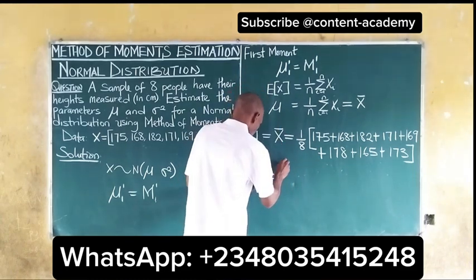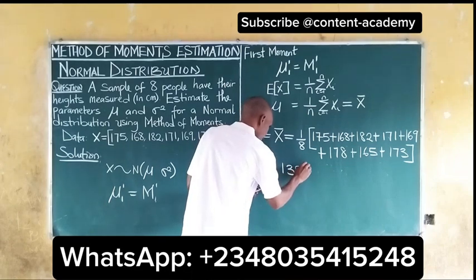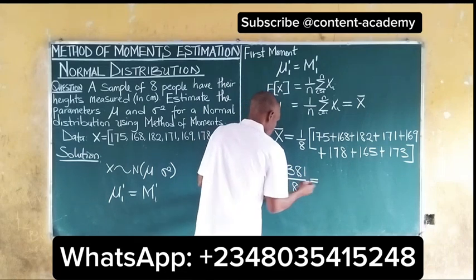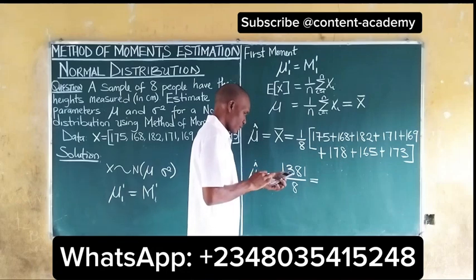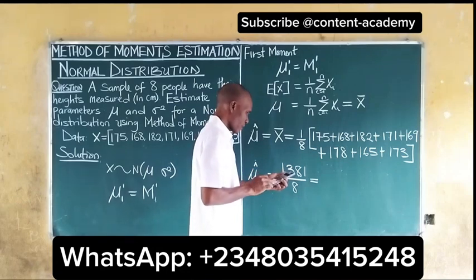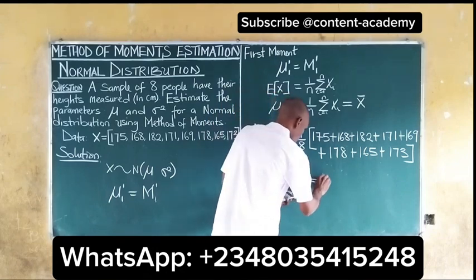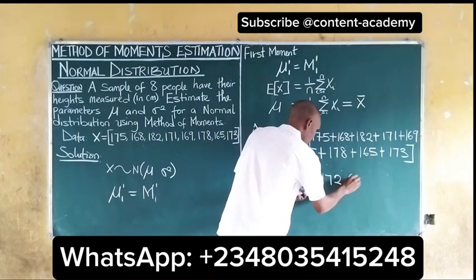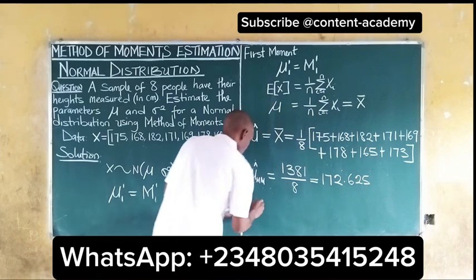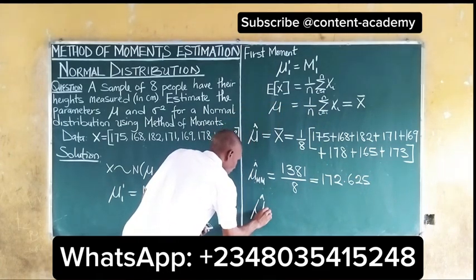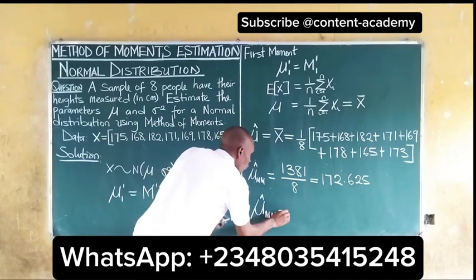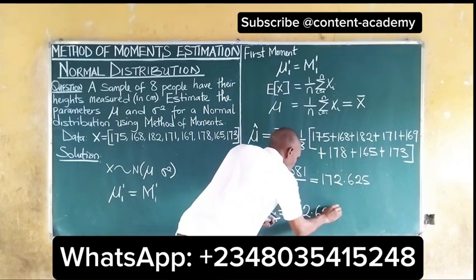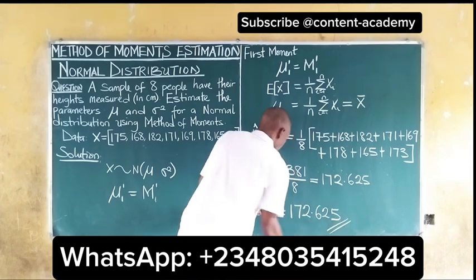This gives 1381 divided by 8, which is 172.625. So this becomes our mean, 172.625.